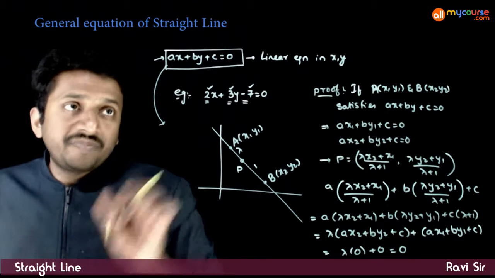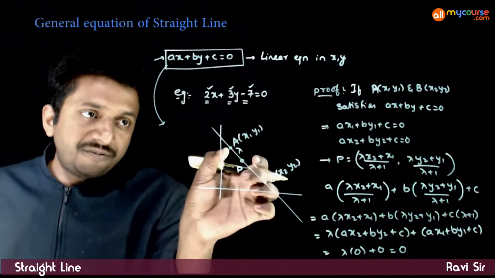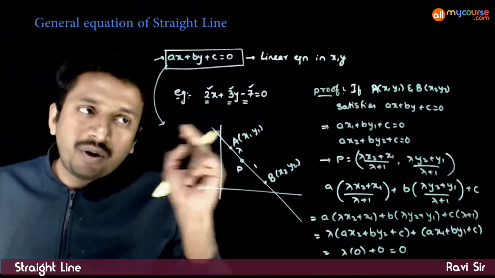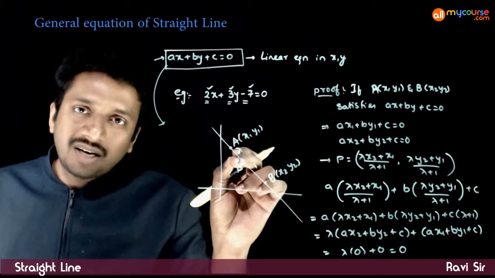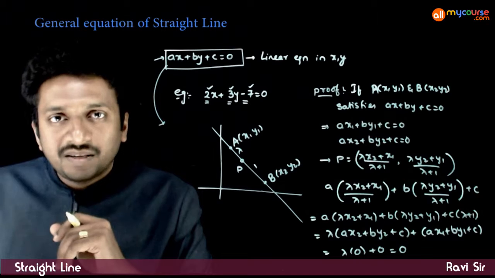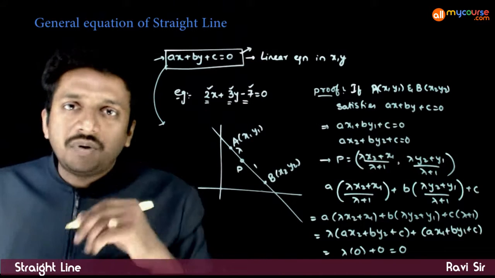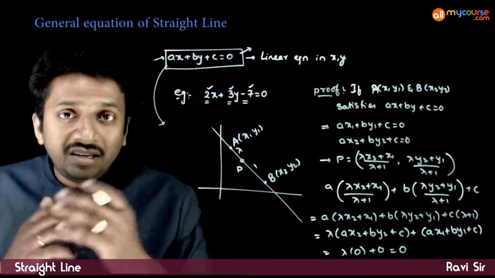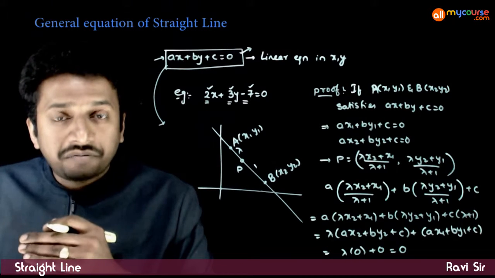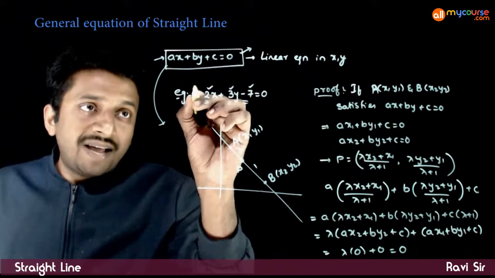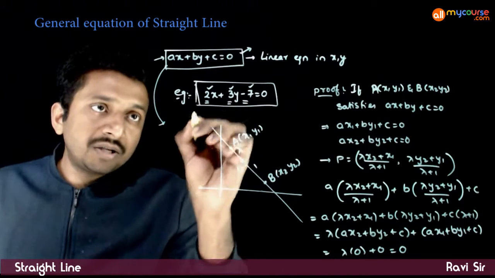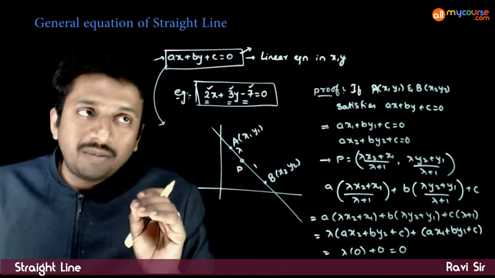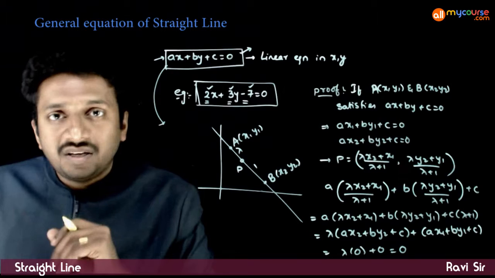That means if this equation passes through x1, y1 and x2, y2, it will pass through every point which divides AB in the ratio lambda is to 1. So I can say that this equation represents a straight line. And we have also seen that in different forms of equations of straight lines, the final answers which you got also look like this: some number times x plus some number times y plus some number is equal to 0.